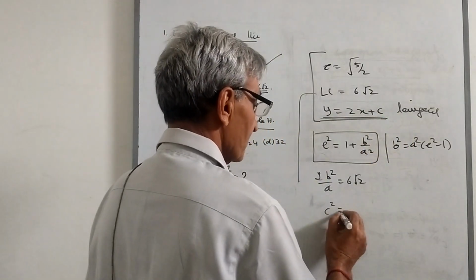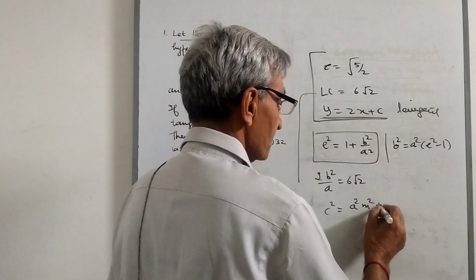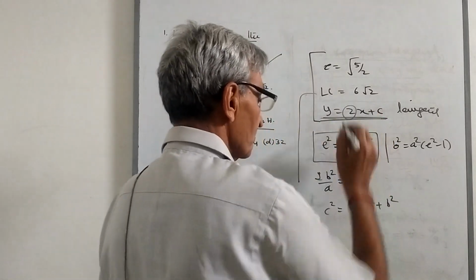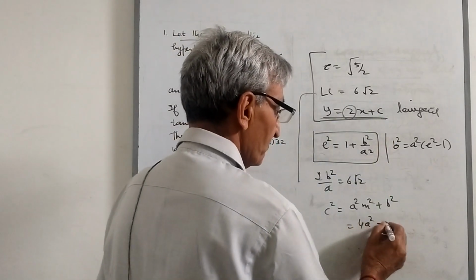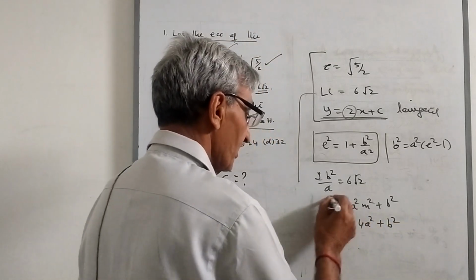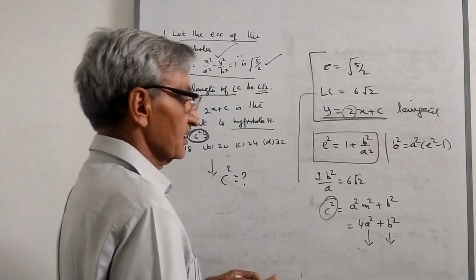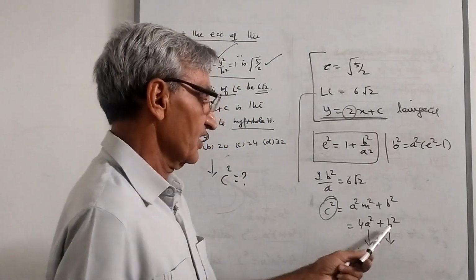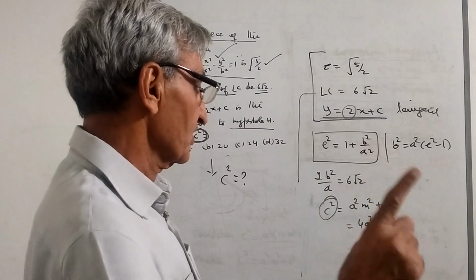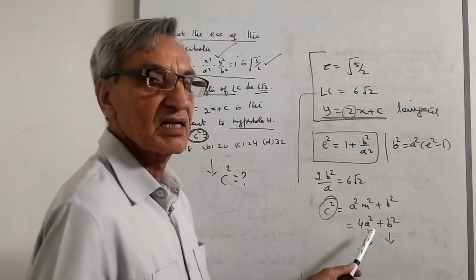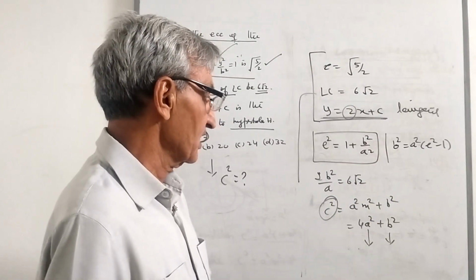And this is a tangent, therefore c square is equal to a square m square plus b square. Here m is equal to 2, so this is 4a square plus b square. I have to find the value of c square, so I must look for a square and b square, which are the transverse and the conjugate axis. To get the answer, I must know what a square and b square are.